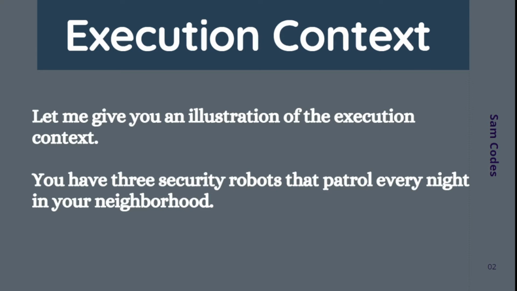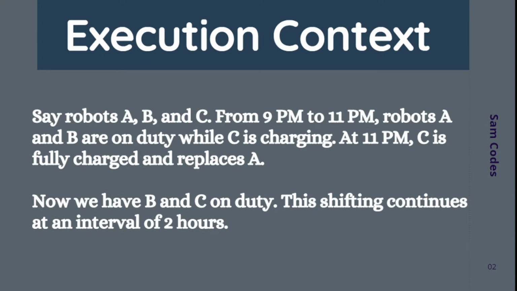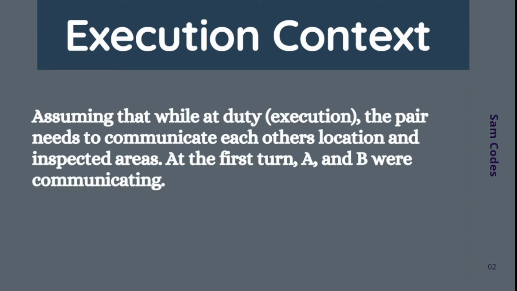You have three security robots that patrol every night in your neighborhood. Say robot A, B, and C. From 9 p.m. to 11 p.m., robot A and B are on duty while C is charging. At 11 p.m., C is fully charged and replaces A. Now we have B and C on duty. This shift continues at an interval of 2 hours. Assuming that while on duty or execution, the pair needs to communicate each other's location and inspect areas.